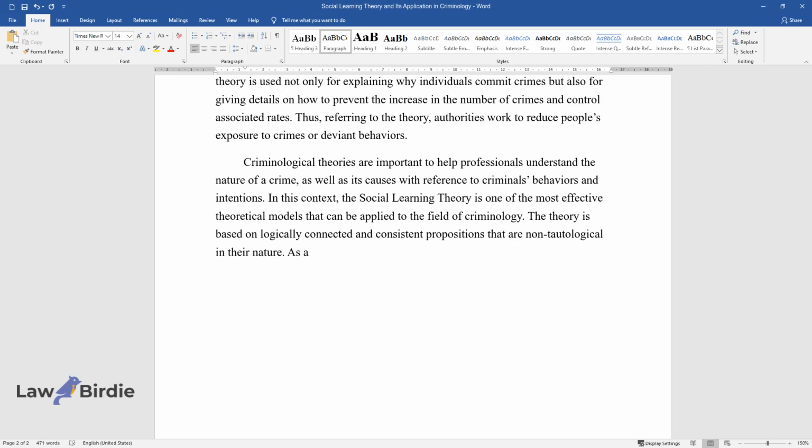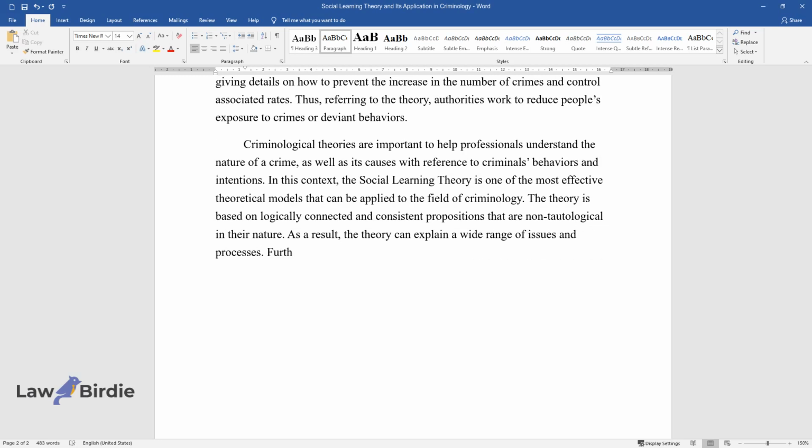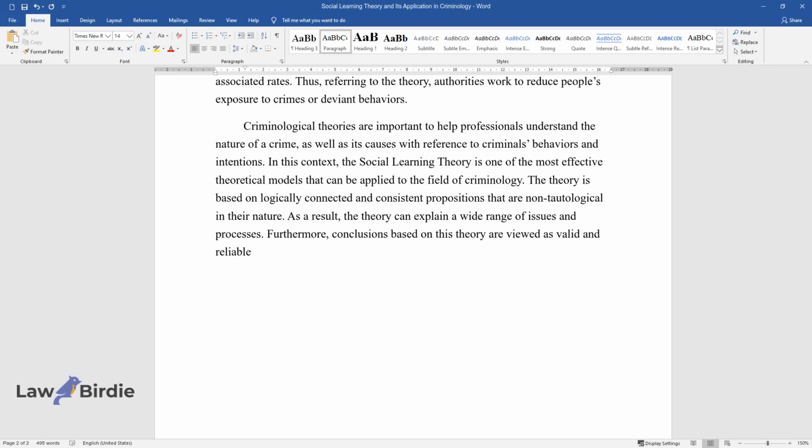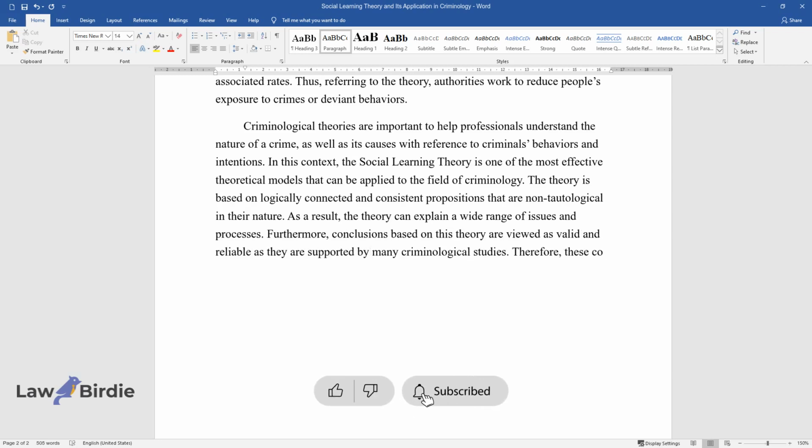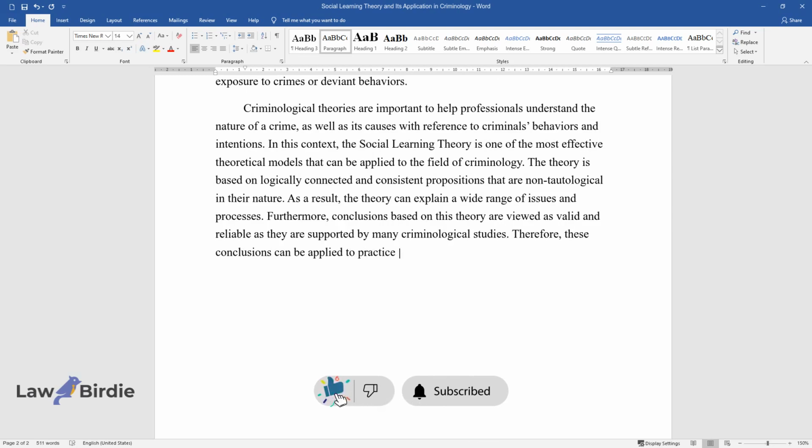As a result, the theory can explain a wide range of issues and processes. Furthermore, conclusions based on this theory are viewed as valid and reliable as they are supported by many criminological studies. Therefore, these conclusions can be applied to practice in order to develop crime control and prevention programs.